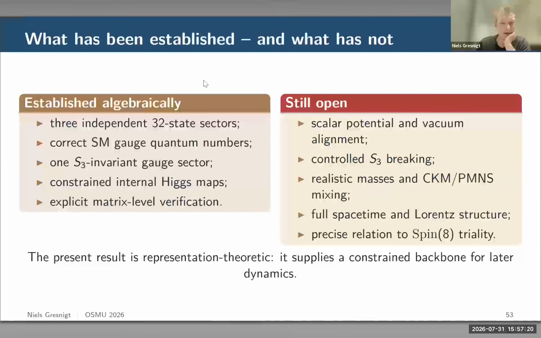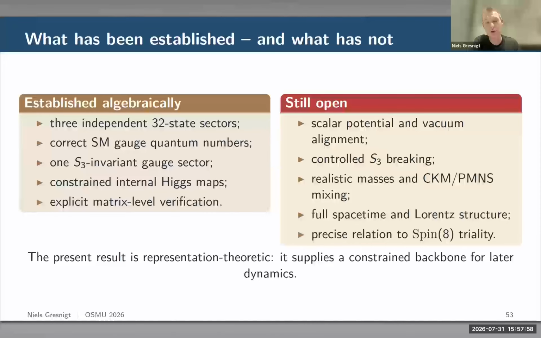So what I have so far in this model is 3 independent fermion sectors, each of which has 32 states in it. Each of them has the correct standard model gauge quantum numbers, and there's only one gauge sector. The gauge sector is fixed by the S3 symmetry, and I have some constrained internal Higgs maps. All of this can be verified in terms of matrices by using the basis that I have provided.